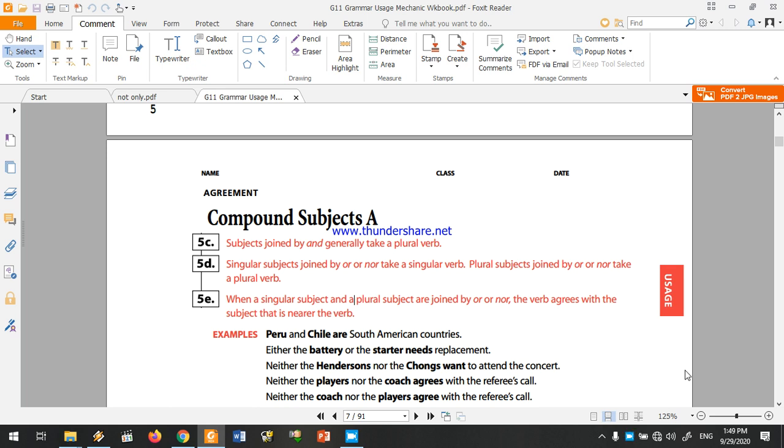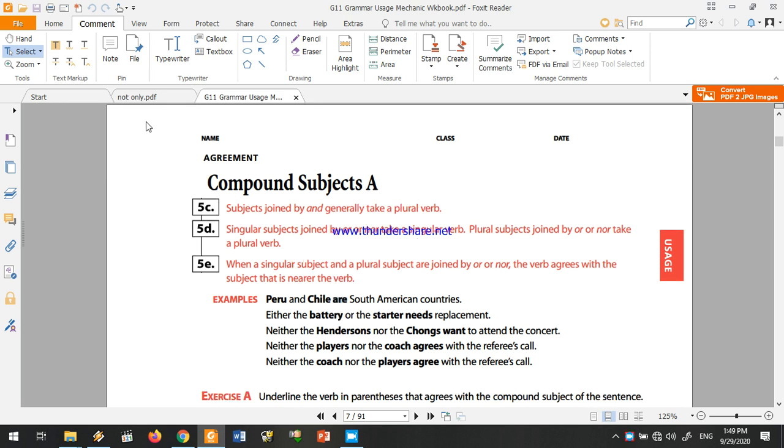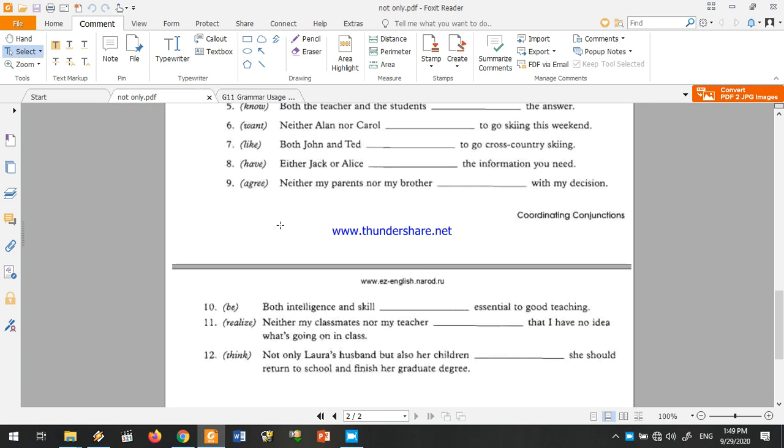So what's a compound subject? A compound subject is joined by and generally, and it takes a plural verb. For example, Peru and Chile are South American countries. Here we can find that there is a compound subject which consists of Peru and Chile. So we add a plural verb which is are. Alright? Great. So before we continue, let's just revise this important rule.